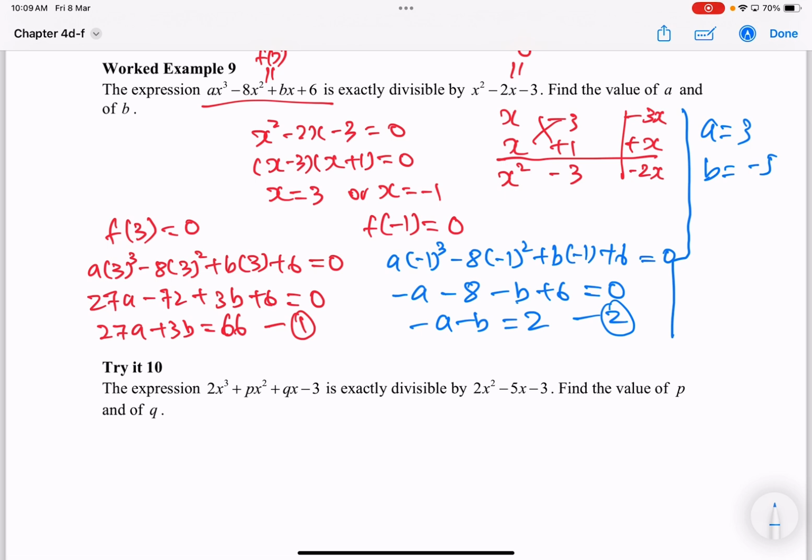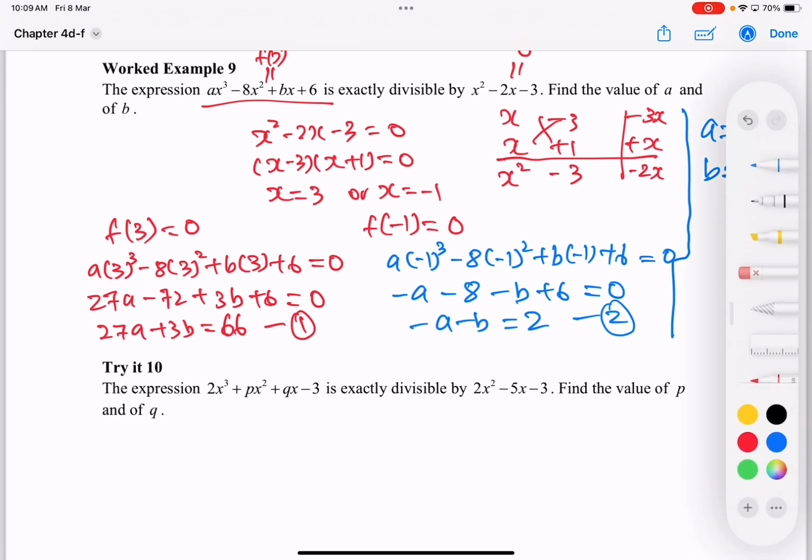How do you do elimination? Okay, step by step. Take this equation, you times 3. Both sides you times 3. What are you going to get? Okay lah, I'll do it.